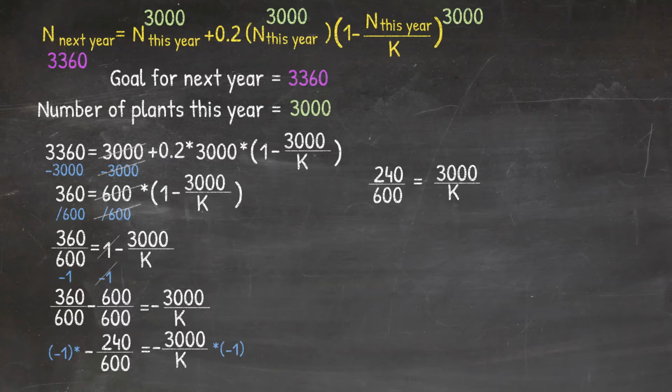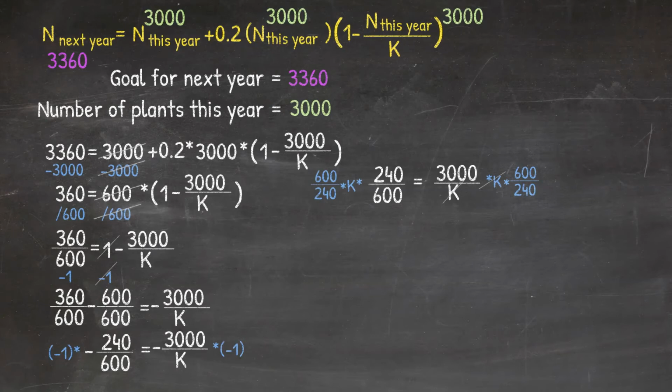We don't like having k in the denominator, so let's multiply both sides by k. This way we can get rid of it on the right-hand side, and it appears on the left-hand side. And at this point, k is multiplied by 240 over 600. And to eliminate this multiplication, we need to flip the fraction and multiply it by 600 over 240. Both sides of the equation, of course.